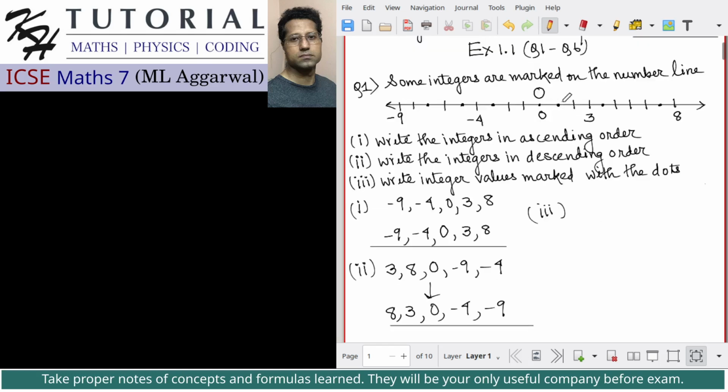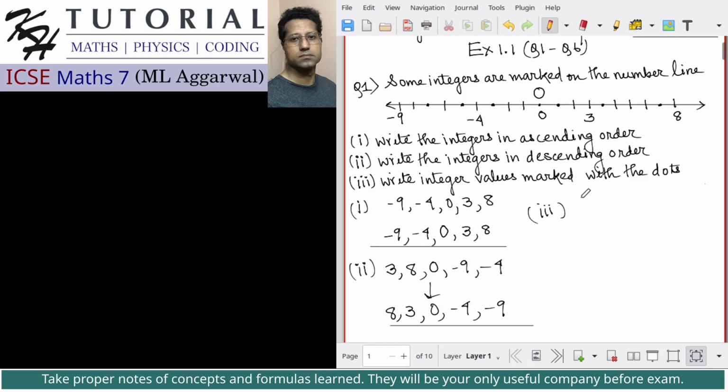So we can see that all the markings are done. All the markings represent some integers, and the values of some markings are already given, that is 0, 3, 8, minus 4 and minus 9, and some markings are marked with dots. So obviously we can see a dot just to the right hand side of 0.